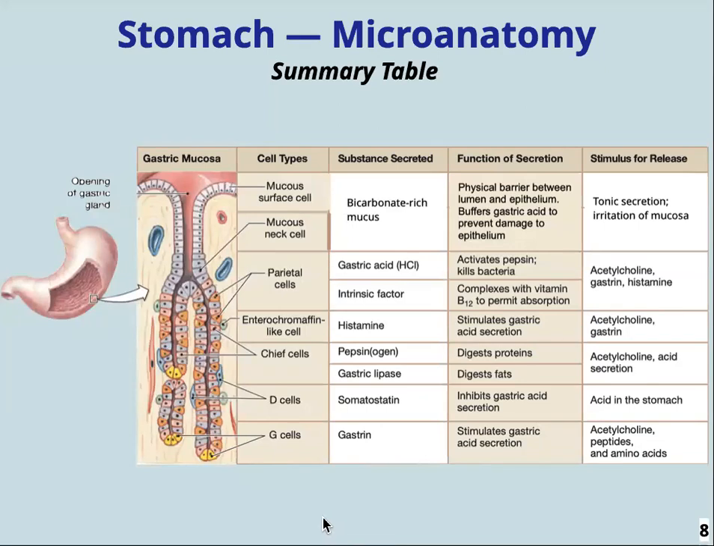So this is a summary table that looks at the different types of cells we just discussed, and their respective secretion, as well as the function of their secretion.